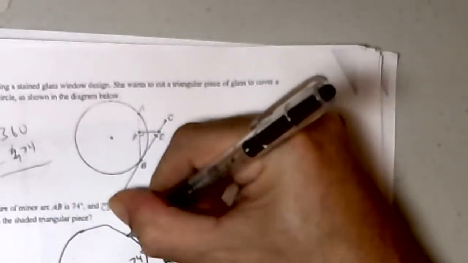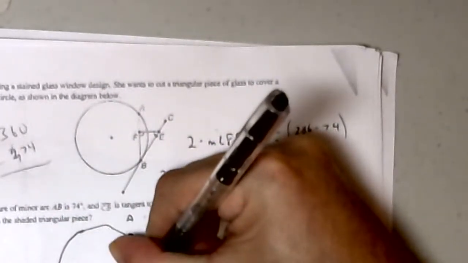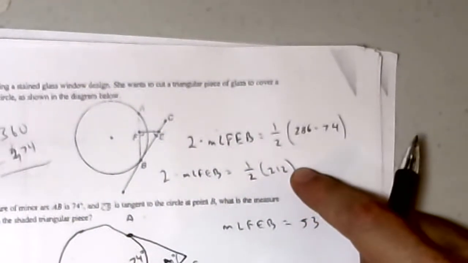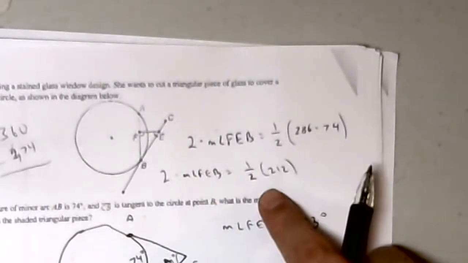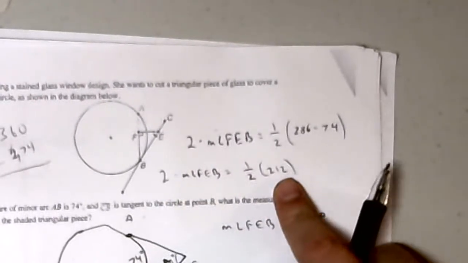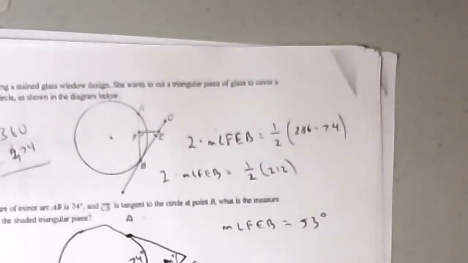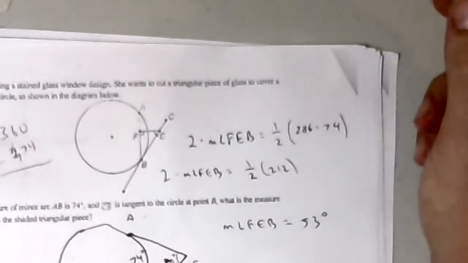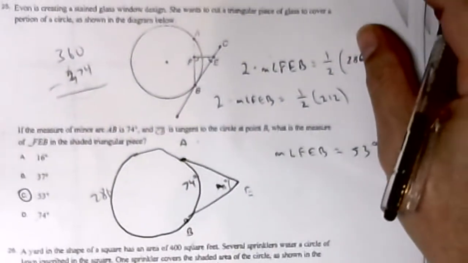360 minus the 74 is 286, which is A to B, but the long way. So basically 286 minus 74 is 212, and then I'm going to divide that. Either way, I do half of 212, divide that by 2, right? And I get 53 degrees. 53 degrees. Choice C.